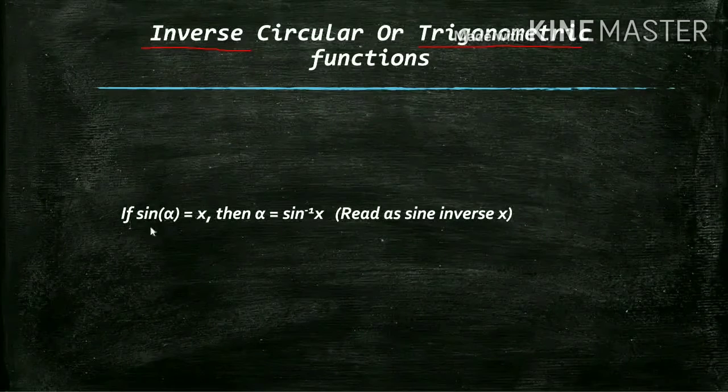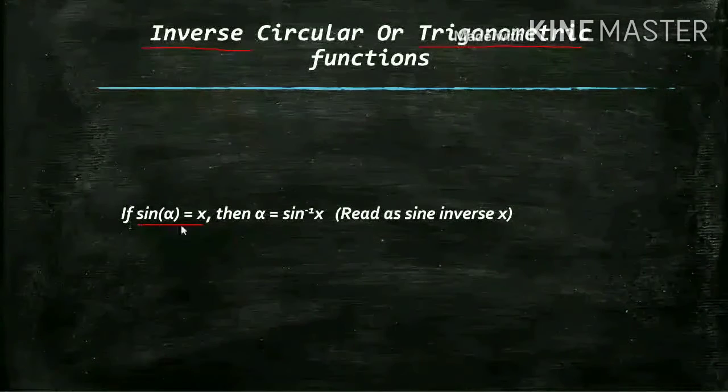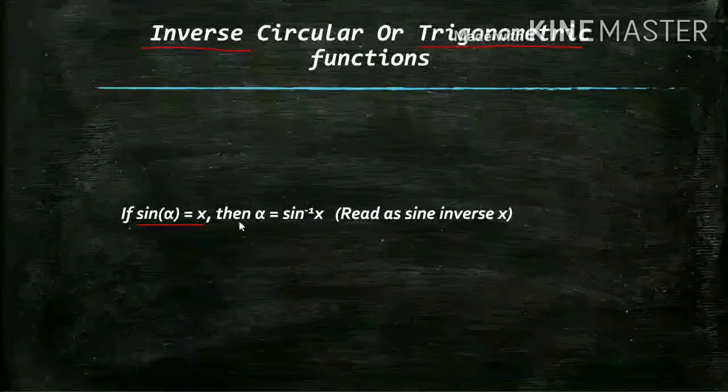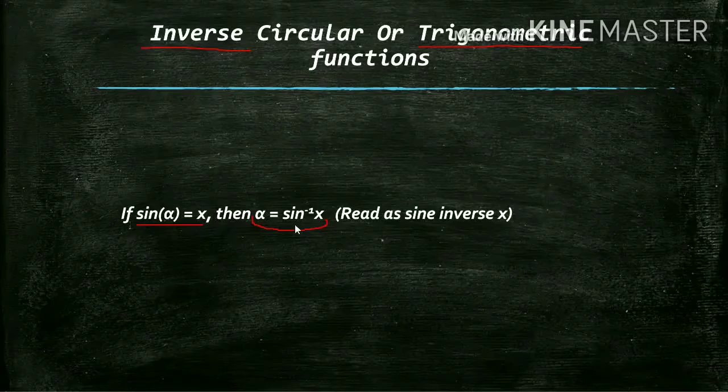Suppose I write sine of alpha equals x. Okay, suppose I have this. I write sine of some alpha equals x. Then, if I have to write alpha, then I'll be writing alpha as this.